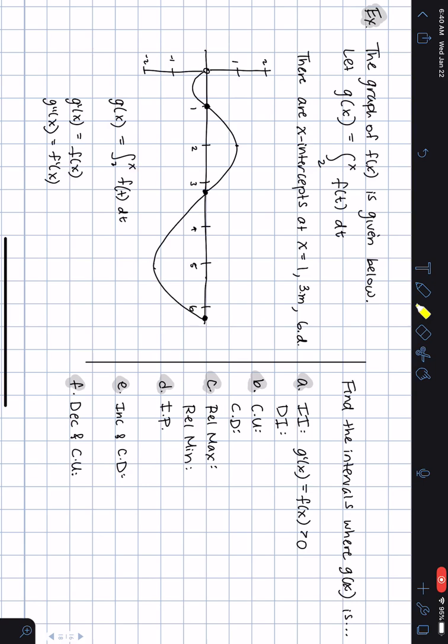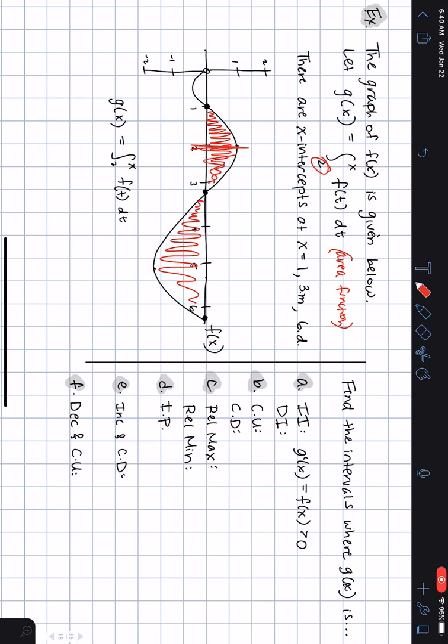So this guy gives us a graph. In the first sentence they say the graph of f of x, so this is f of x, label it, is given below. Then they give us a new function, and they call that function g of x, which is the area function of f. So if f is my curve, g is the guy that's going to tell me how much area is under my curve as we move along, from 2 to any x value.